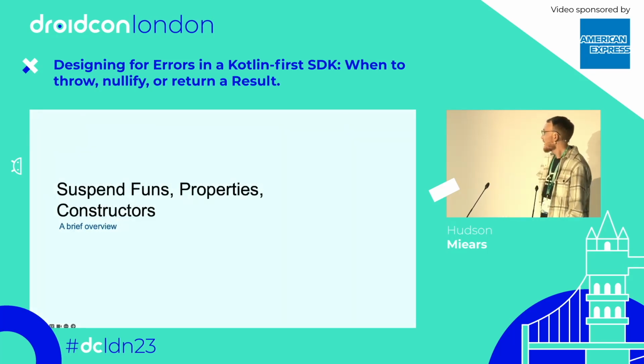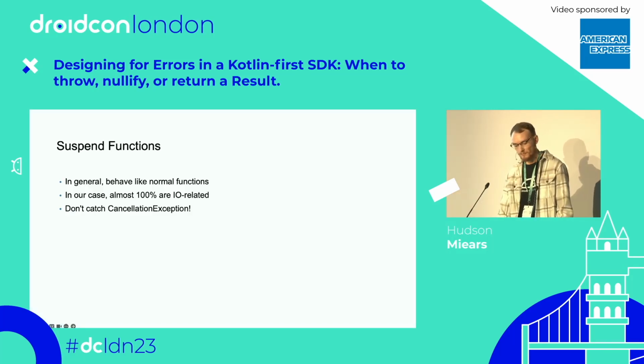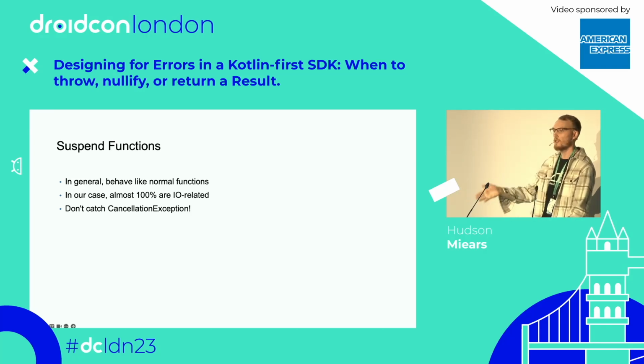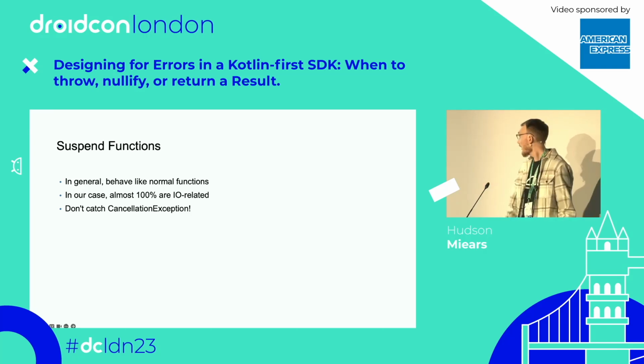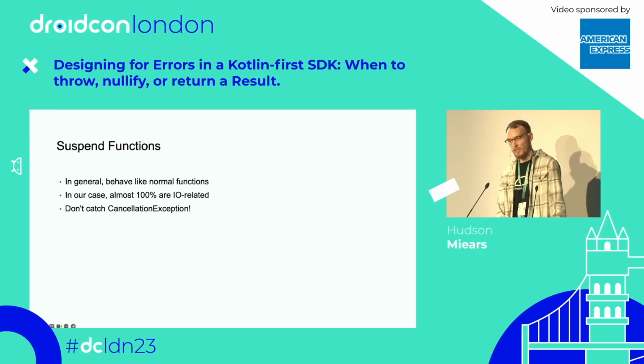All right, so just to tie things up, let's talk a little bit about suspend functions, properties, and constructors. They could probably be a whole talk of their own. So suspend functions, generally speaking, you can treat them as normal errors. A suspend function can throw, it can return a nullable, it can return a sealed class hierarchy. In our case, almost 100% of our suspend functions are I/O related, and because I/O exceptions are kind of like domain-specific errors, and they generally should be treated as lenient, we do end up returning a result for those as well most of the time.